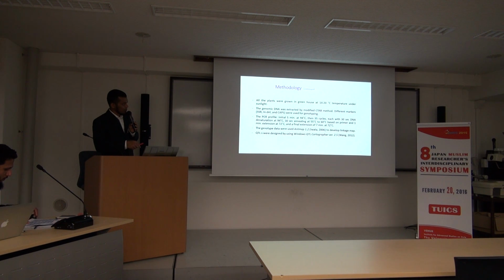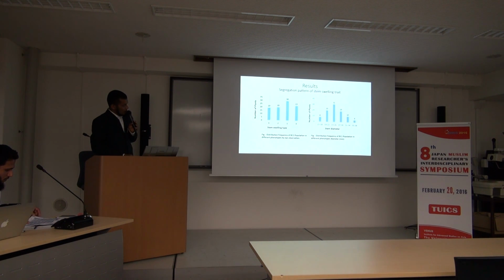Cartographer method developed by US scientists. And the result: for a quantitative character, it should have a continuous segregation pattern. For stem swelling traits, we found more or less continuous segregation, that is, according to their stem swelling size, they are continuous. And also here we found stem swelling types, we measured more or less continuous among the BC1 population.